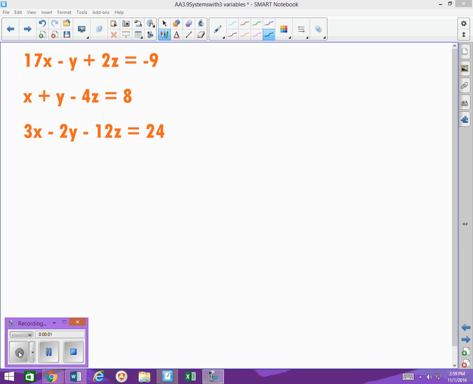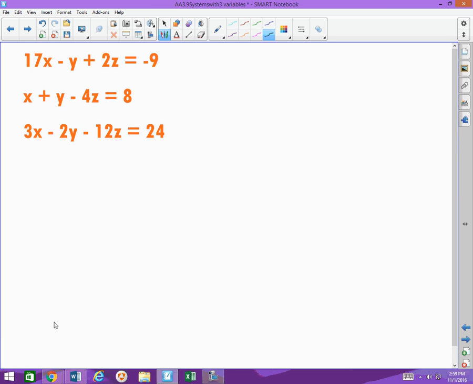The next unit to cover in Chapter 3 would be solving systems of equations where you have more than two variables. Like this example here: 17x minus y plus 2z equals negative 9, x plus y minus 4z equals 8, and 3x minus 2y minus 12z equals 24.